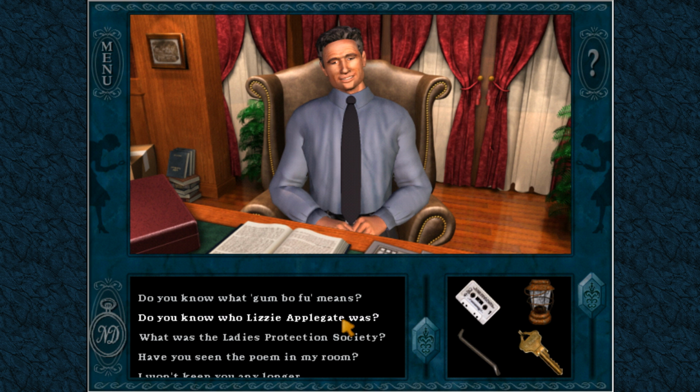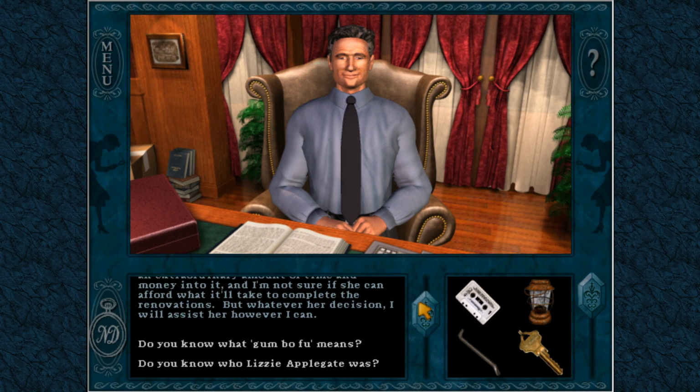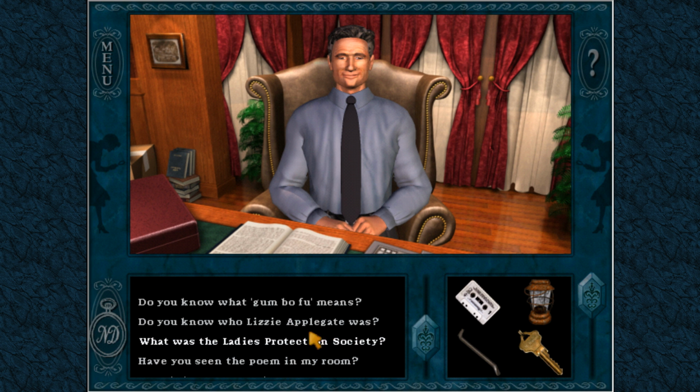I think it'll take him to ask about the Gumbo Foo. I think it'll take him to complete the renovations. But whatever her decision, I will assist her however I can. If he has any suspicions about where we figured that out, he could be pretty angry and not talk to us anymore.